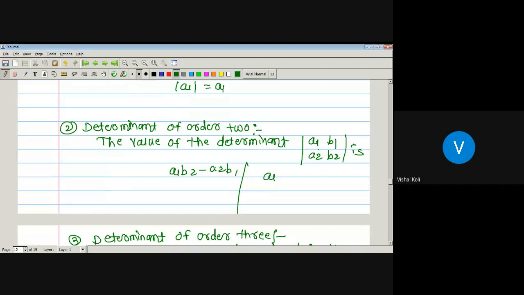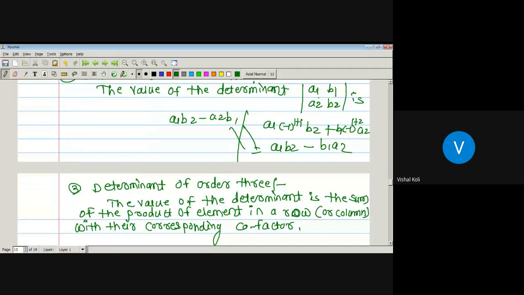Cofactor of A1 will be, as it is present in first row and first column, minus 1 to the power 1 plus 1 into its minor, which will be B2. Then B1 into minus 1 to the power 1 plus 2, as B1 is present in first row and second column, into its minor, which will be A2. So this is A1 into B2 minus B1 into A2. So the actual definition of determinant will be this one. In this way we can find the determinant of any order.